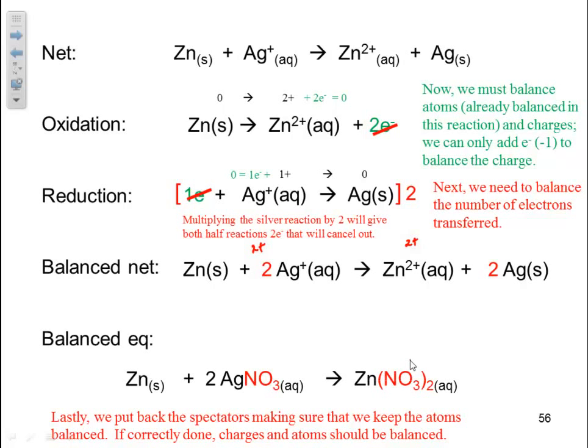Zinc nitrate, I have to put that one back. Once again, I had 1 zinc. By putting in the nitrate, that didn't change my overall coefficient in front of the zinc. And bring down my 2 silvers. This is my balanced equation.